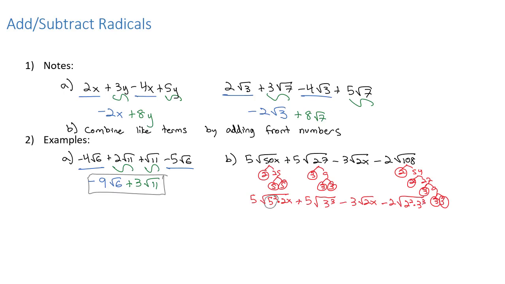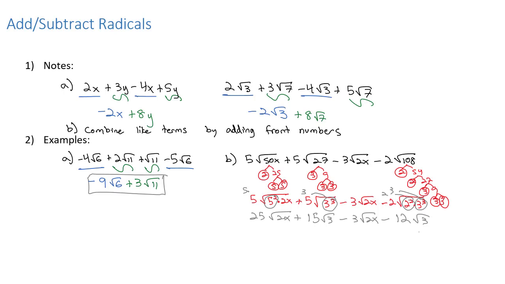So 5 squared pulls a 5 out, and 5 times 5 is 25 root 2x. Plus 3 to the third power allows a single 3 to come out, leaving behind a 3. 3 times 5 is 15. Minus 3 times the square root of 2x. Minus 2 squared comes out as a 2. And 3 cubed pulls a 3 out, leaving a 3 behind. And so 2 times 2 times 3 is 12.